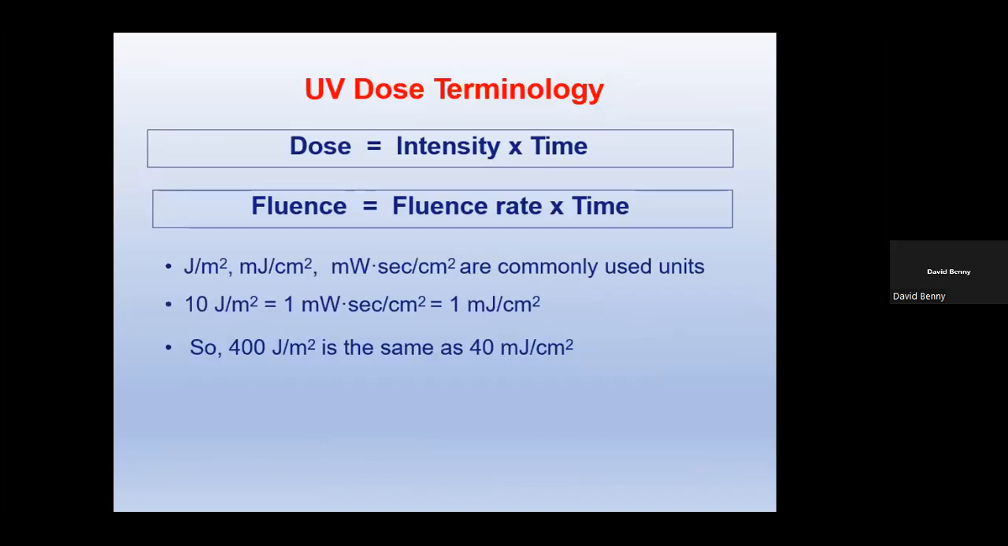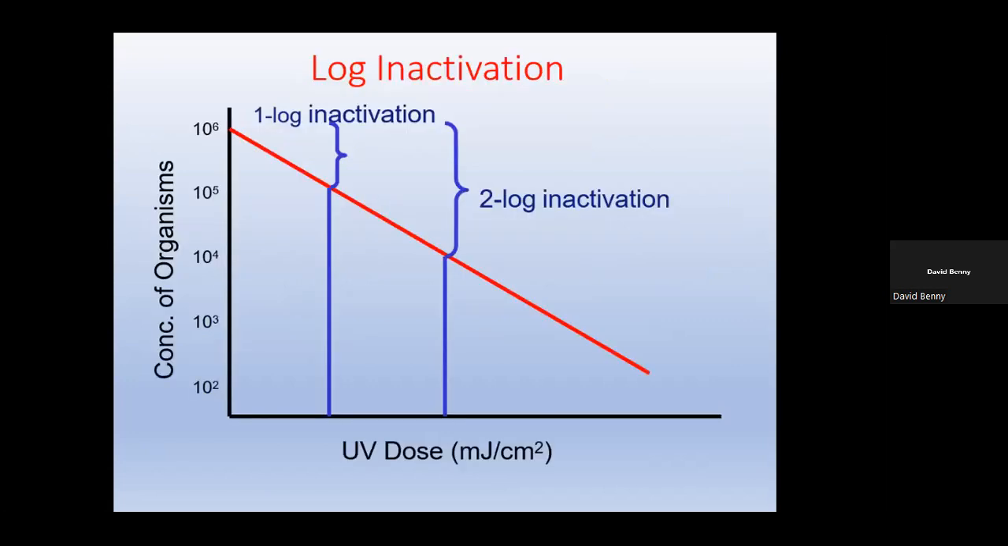In terms of terminology for UV, again, it's the same concept. The dose is intensity by time. The intensity refers to the strength of the current applied to the tube. Another thing when we talk about UV, which is not so much applied when we speak about chlorine as a disinfectant, is the log inactivation.